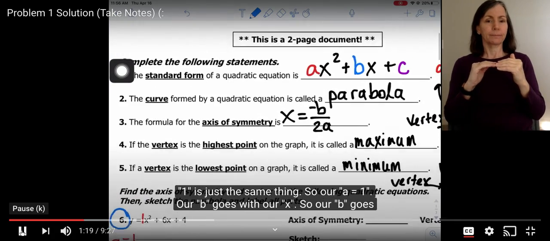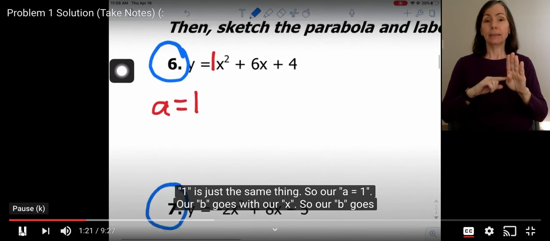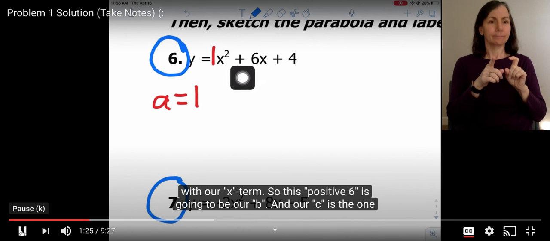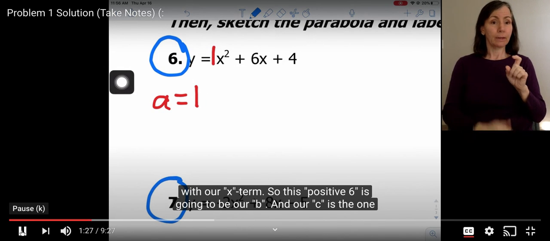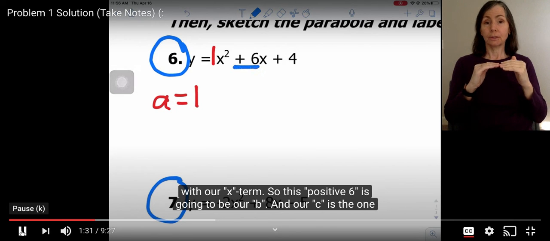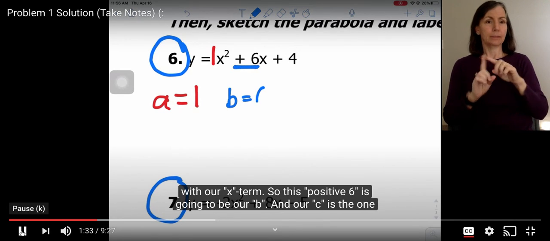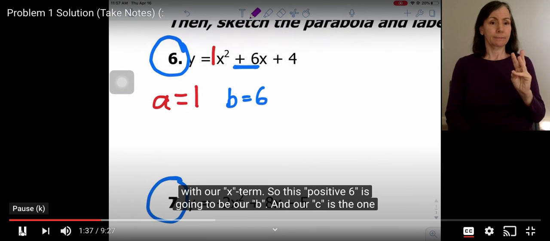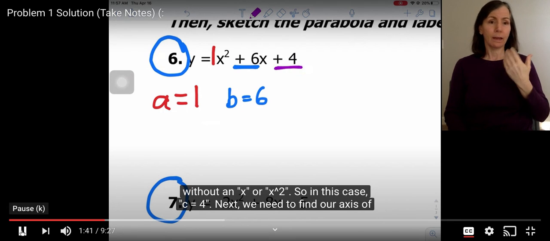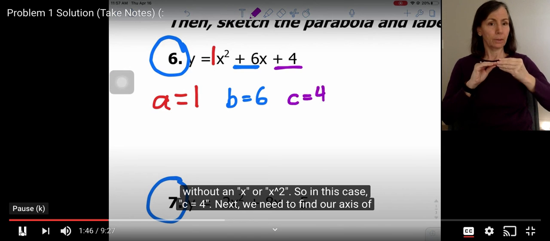Our B goes with our x. So our B goes with our x term. So this positive 6 is going to be our B. And our C is the one without an x or x squared. So in this case, C is 4.